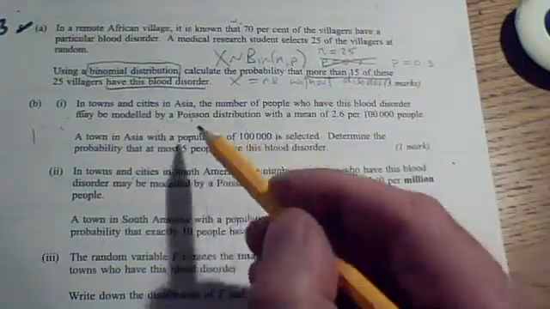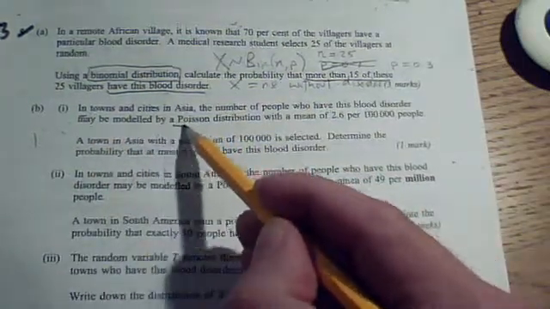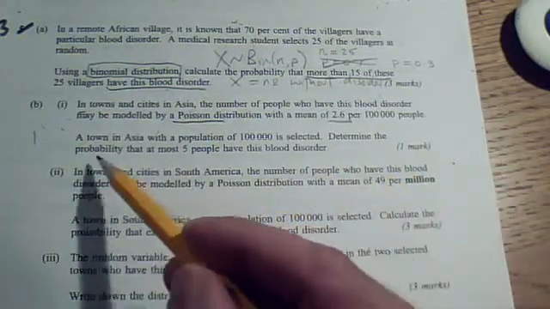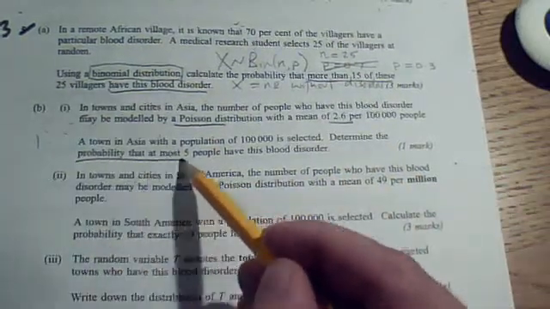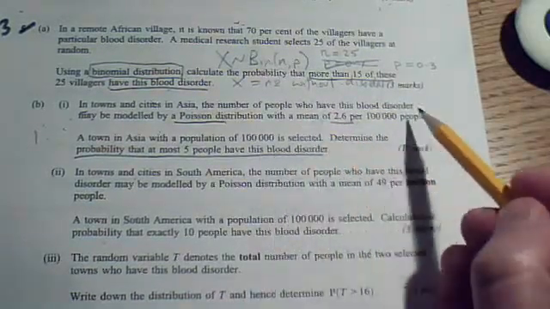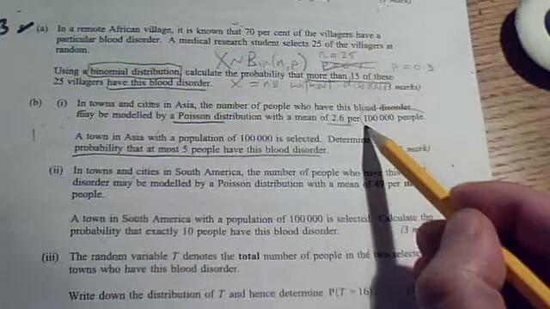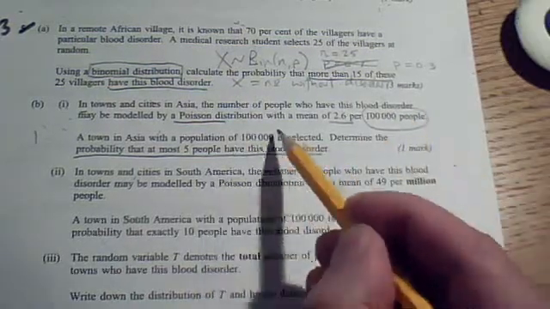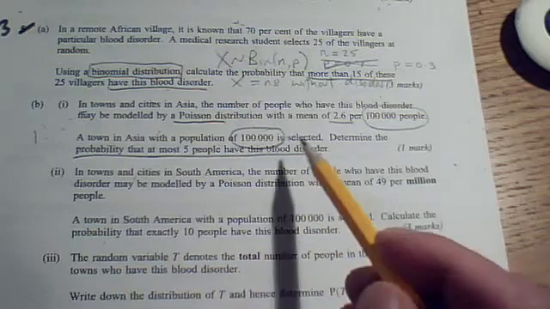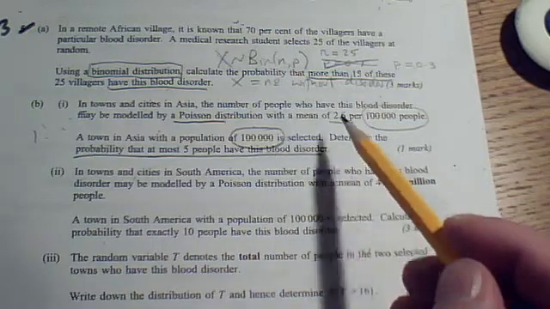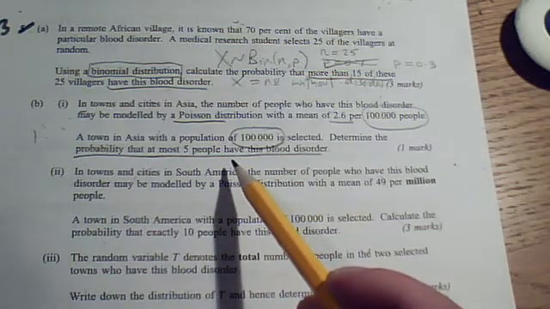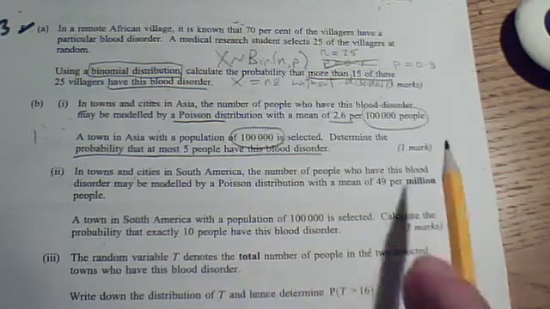Moving on to part B, B.E1, we've got a Poisson distribution with a mean of 2.6, and we need the probability that at most 5 people have this blood disorder. You do have to check that the number of people to which the mean applies is the number of people that we're looking at, but that's the case. So it's a simple Poisson distribution with the given mean, and the probability of at most 5 people you should be able to get using the tables.